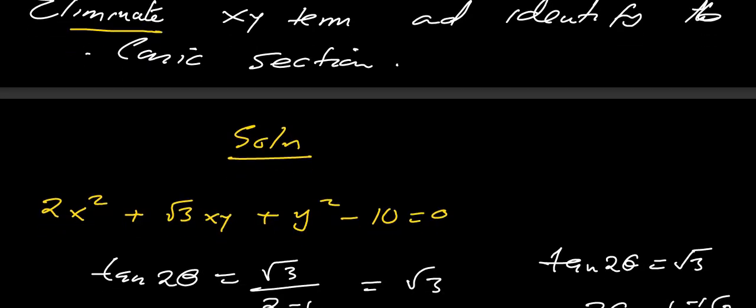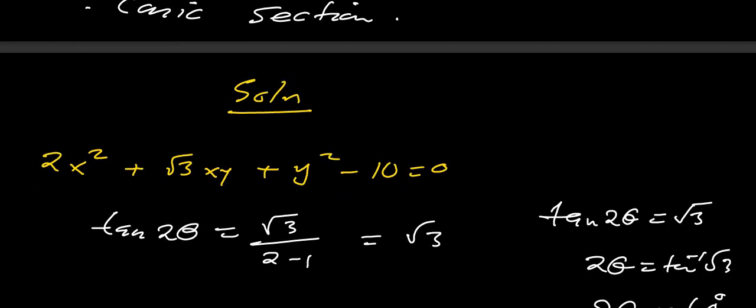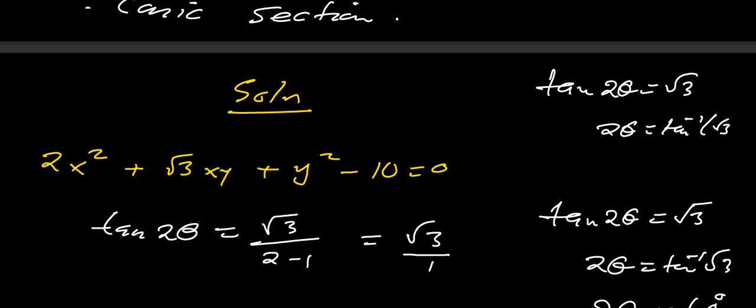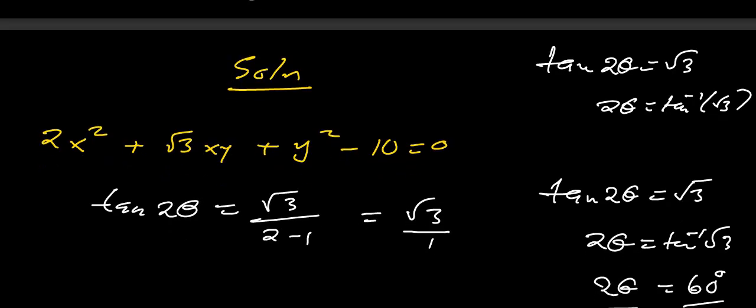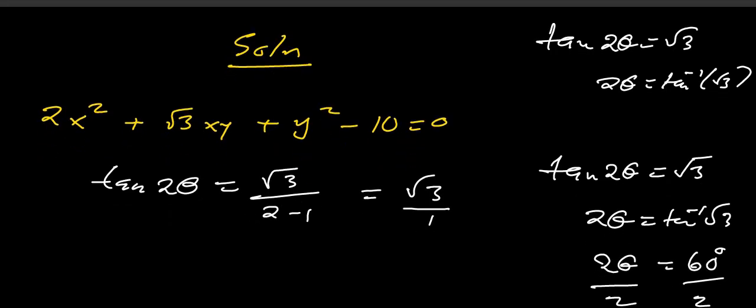So we just replace in the formula: tan 2 theta is equal to b over a minus c. So this is going to be root 3 over 1. Now this part can be solved: tan 2 theta is equal to root 3. Then 2 theta is equal to tan inverse of root 3. You get 60 on your calculator. Then divide both sides by 2, and you simply get 30.